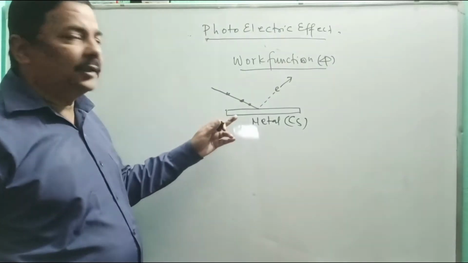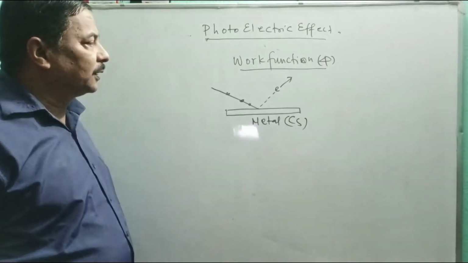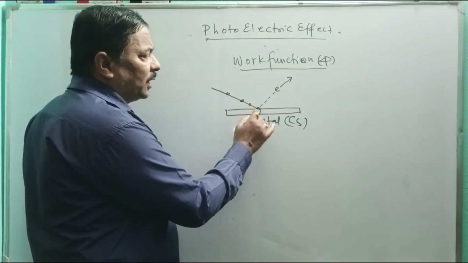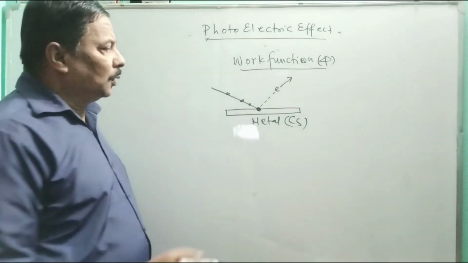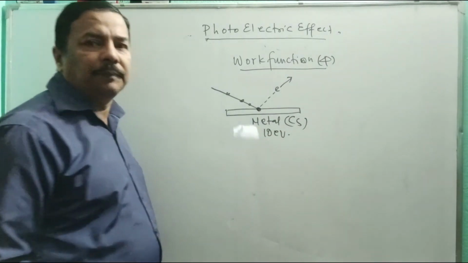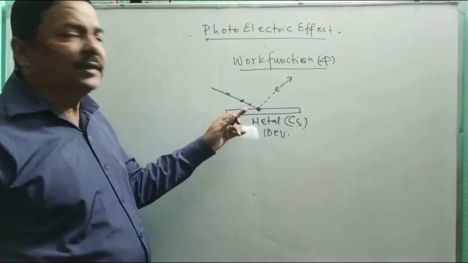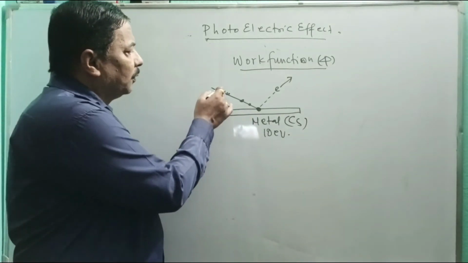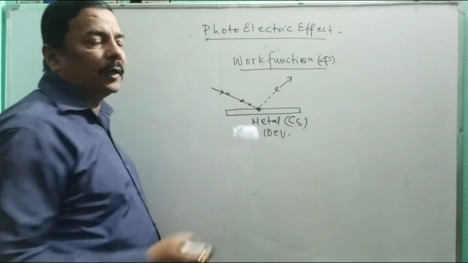A metal contains a large number of free electrons. Suppose in order to eject this electron, we need 10 electron volt of energy. A certain amount of energy is required in order to eject this electron with the help of light, that is, the photon here.